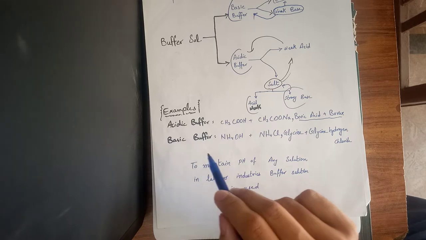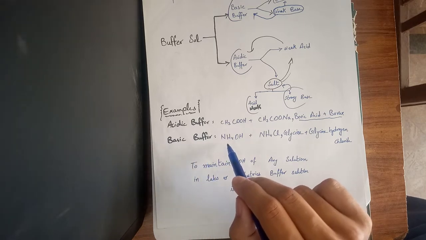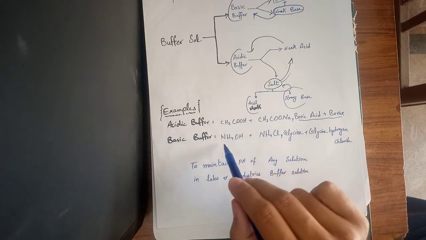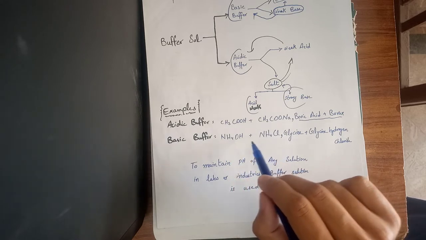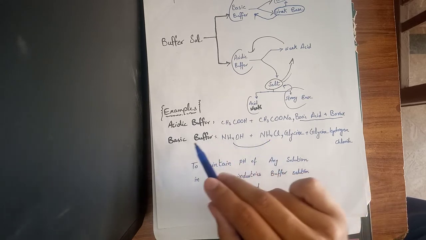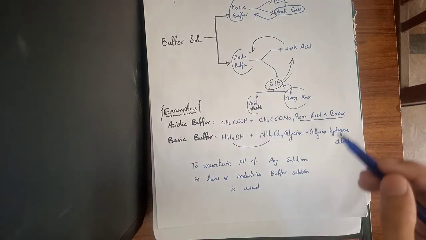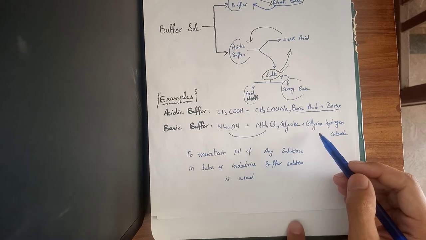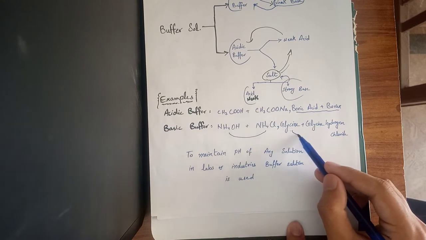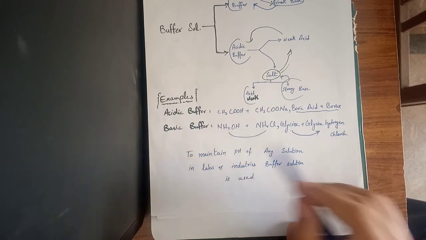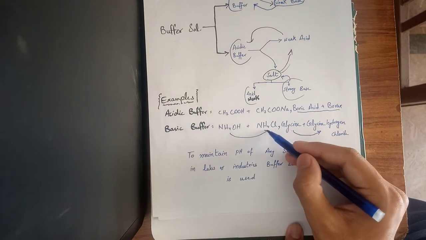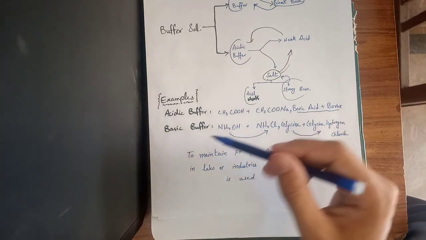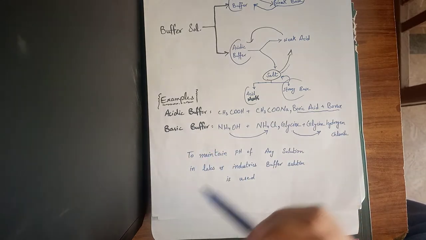Also, examples of a basic buffer include sodium hydroxide plus ammonium hydroxide and ammonium chloride. Both in combination make basic buffers. Another example is glycine and glycine hydrogen chloride. This pair also makes a buffer solution. So these are the examples of acidic buffer and basic buffer.